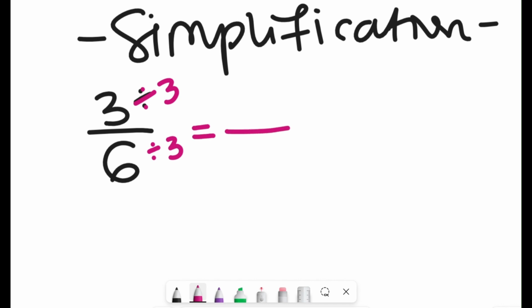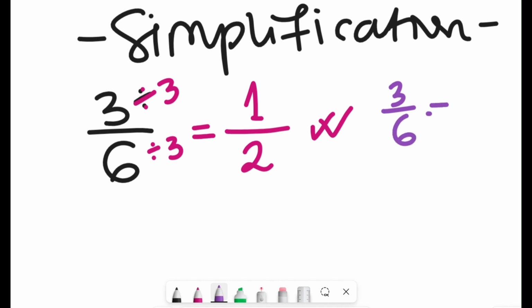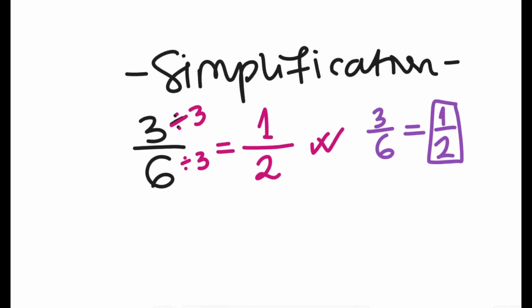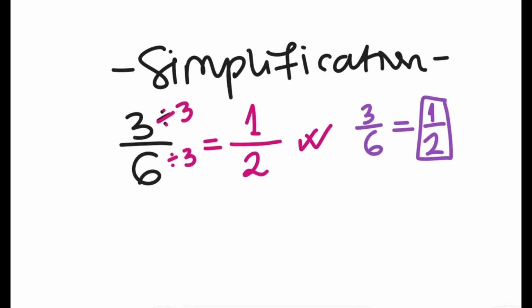So what do we get then? 3 divided by 3 is 1. And 6 divided by 3 is 2. Oh, guys, so this means that 3 over 6 is basically the same as 1 over 2. Just this one is written in simpler form. Okay, how do we prove that these two are actually equal?